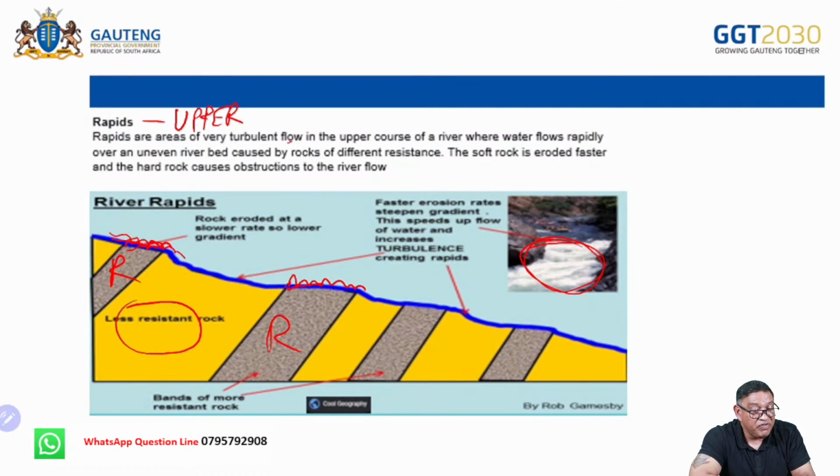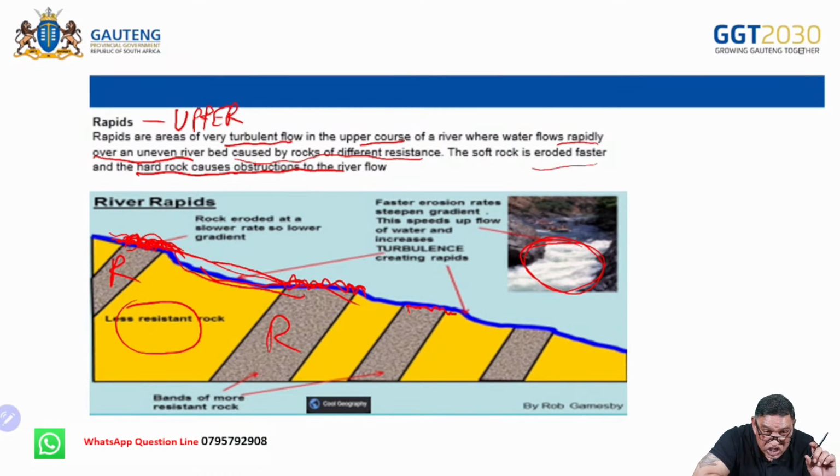Rapids are areas of very turbulent flow in the upper course of the river, where water flows rapidly over uneven terrain. This is caused by rocks of different resistance again. Hard rock, rapid. Can you see it? The softer rock gets eroded faster, and the hard rock causes obstruction. Because if the softer rock was not getting eroded, then you wouldn't have this flow. Here, the softer rock is eroded, and it flows smooth again, and it flows roughly again. And these are rocks that jut out due to being resistant and having a lower rate of erosion.